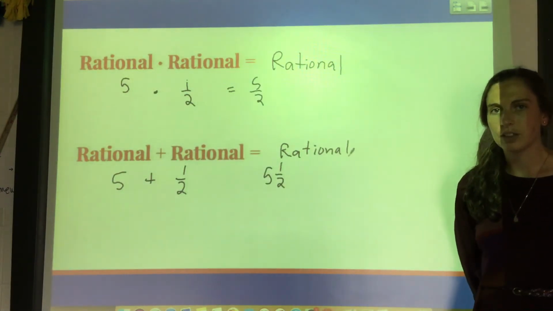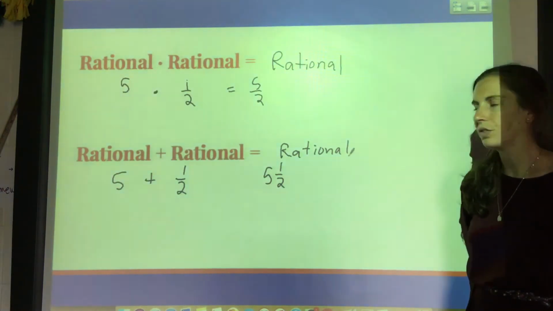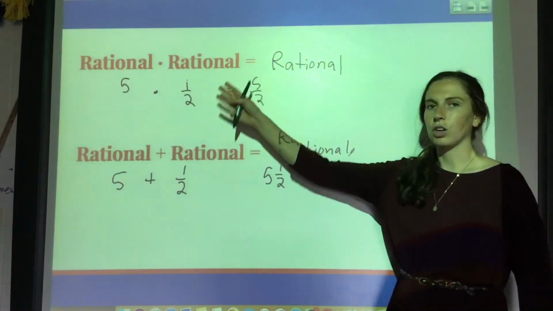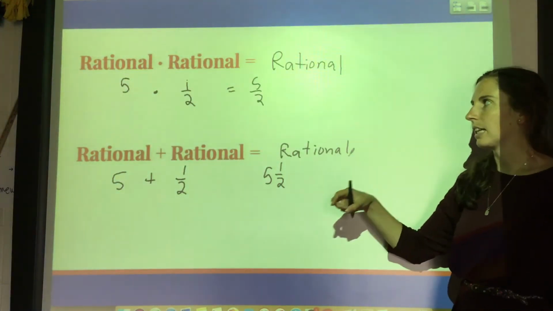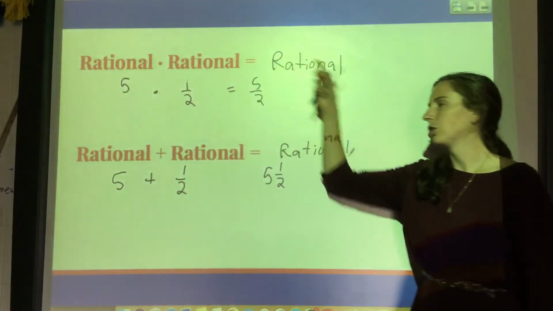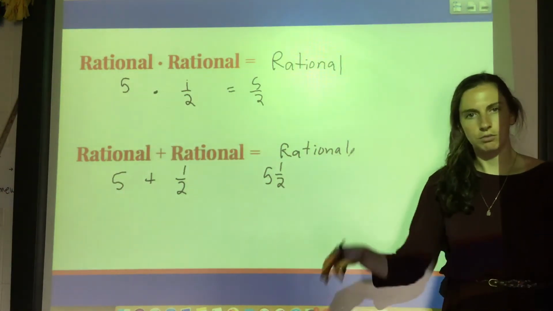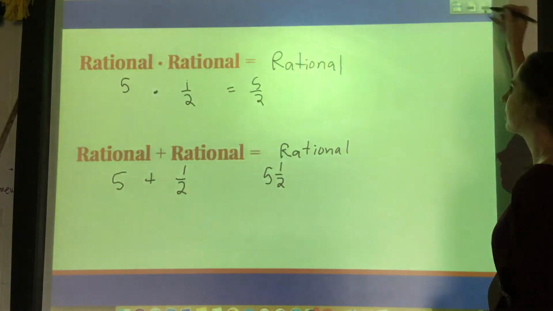Just as a side note, this is called closure. So in future math classes, you might hear this, where they say like, the rational numbers are closed. That means that when you multiply them together, you still just get a rational. Or when you add them together, you still just get a rational. Stays in the family. It's closed.